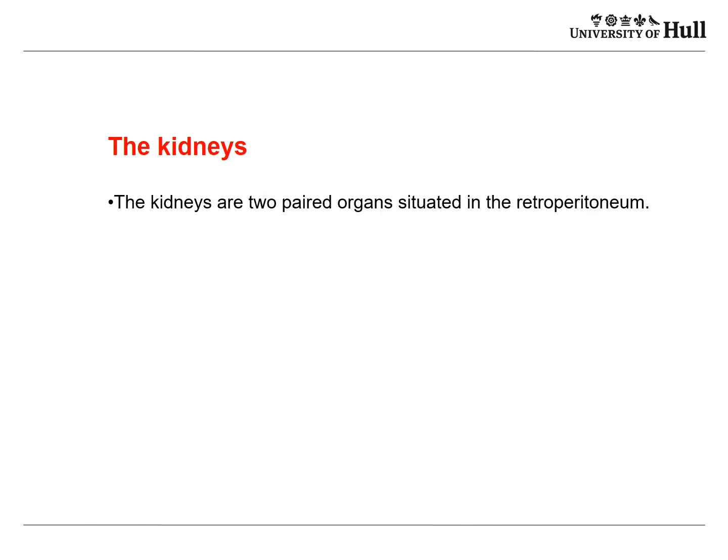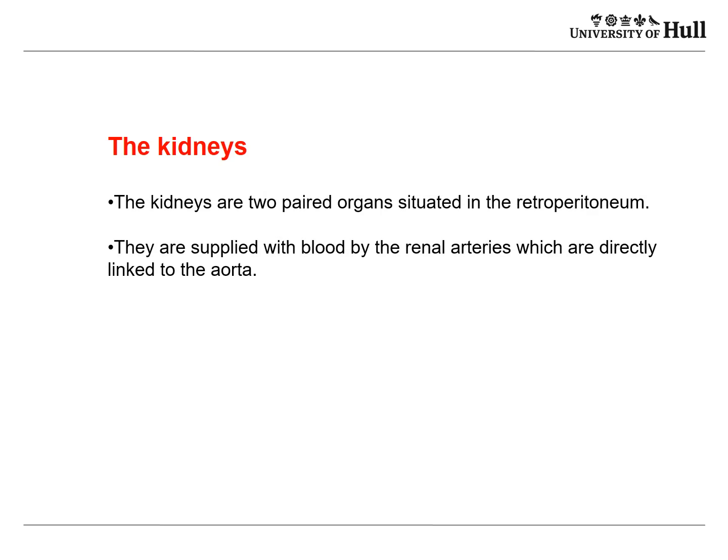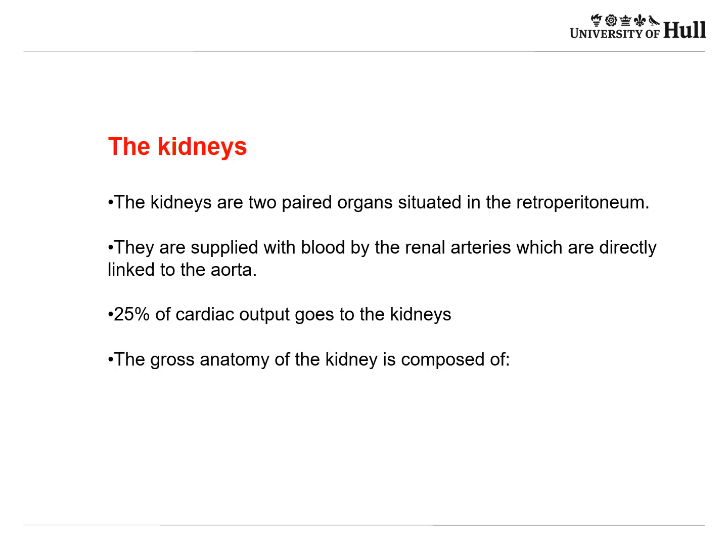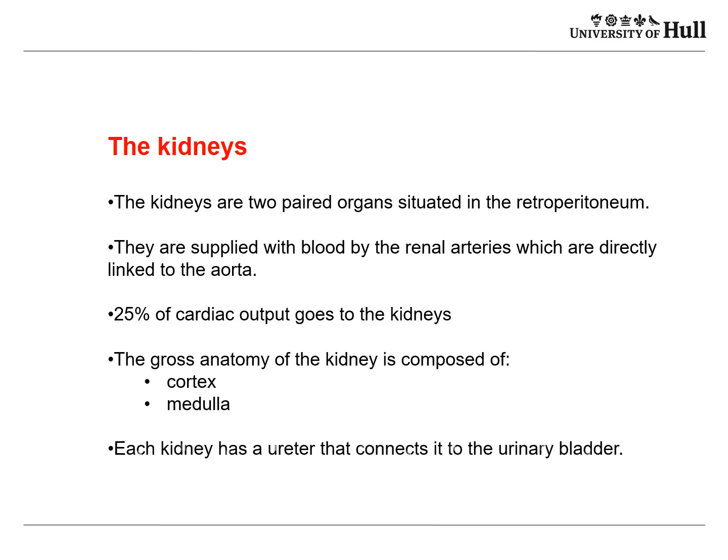So the kidneys are two paired organs situated in the retroperitoneum. They are supplied with blood by the renal arteries, which are directly linked to the aorta. 25% of cardiac output goes to the kidneys, and the gross anatomy of the kidney is composed of a cortex on the outside and the medulla, and each kidney has a ureter that connects it to the urinary bladder.